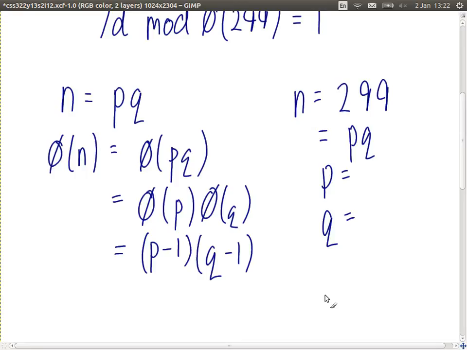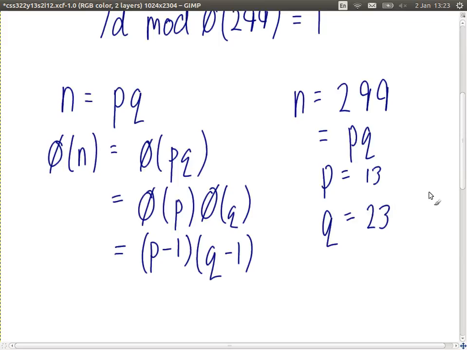11 is the next prime. It doesn't divide by 11. 13? It does divide by 13. What do you get when you divide 299 by 13? 23. So we found P and Q. P is 13, Q is 23. Doesn't matter the order. Not important here.